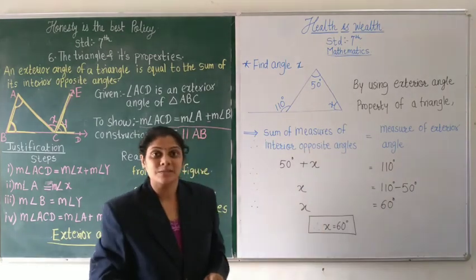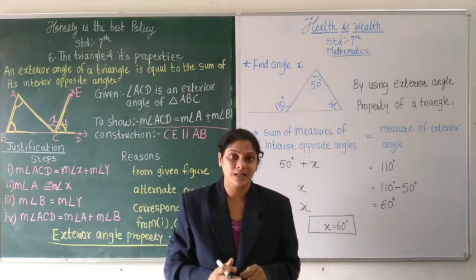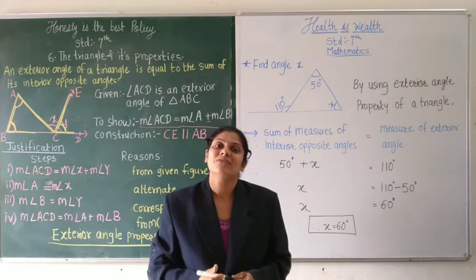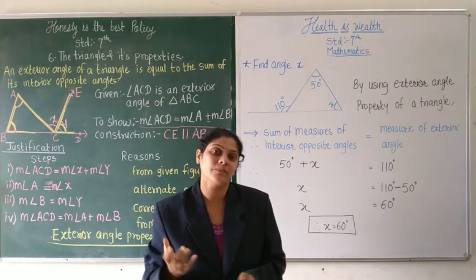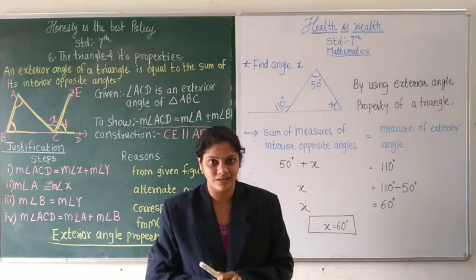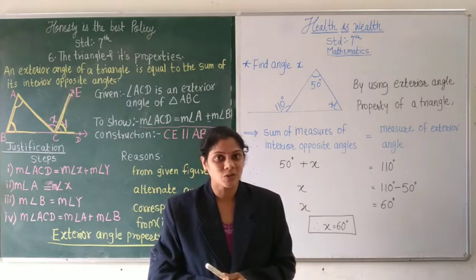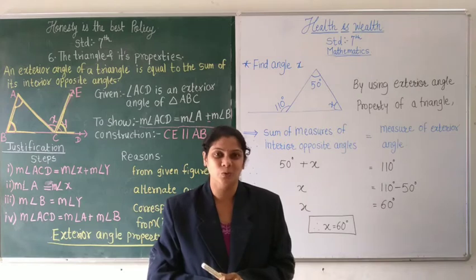So like this, by using the exterior angle property of a triangle, we can find the interior angles of a triangle and the measure of its exterior angle. So now we will start to solve exercise 6.2.